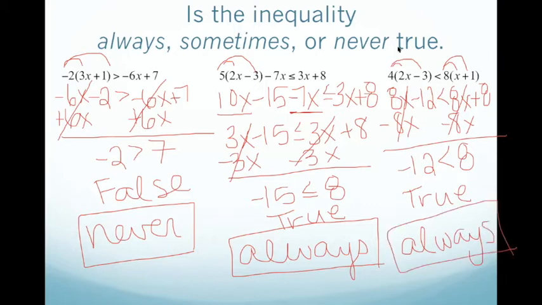What are our cases where we have sometimes? Well, in our last example, we saw a case where half of our number line was colored in. That is an example of sometimes being true. When it's sometimes, you'll have a variable left in your answer, in your inequality statement.